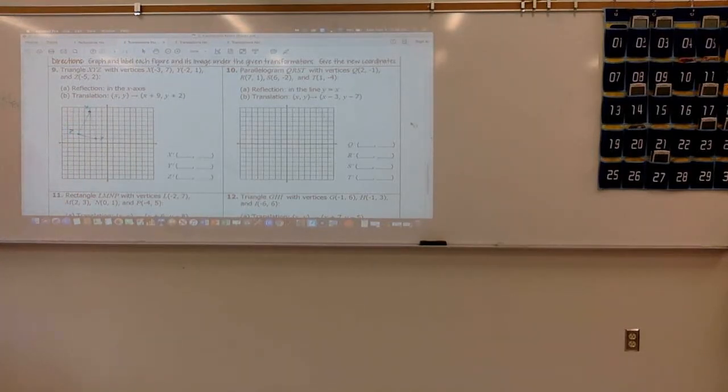So here is my original triangle, and I first want to reflect that in the x-axis. So what's that going to look like? How do I do that?